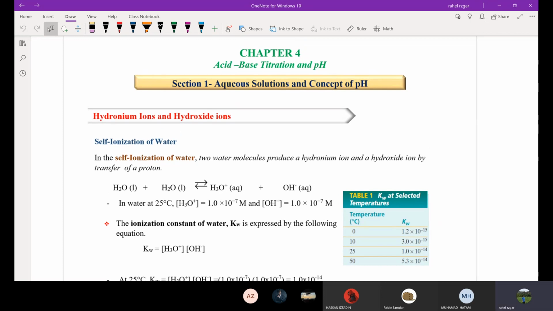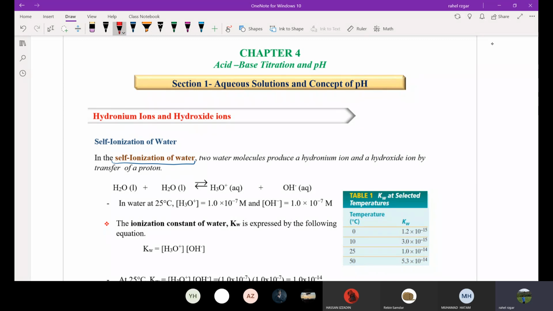Then here's the question: if water can conduct electricity, and conducting electricity depends on the presence of ions, if you remember from chapter 1, but if water does not have any ion, then how can it conduct electricity? If you haven't added anything, how can it conduct electricity? We will say there is a process which is called self-ionization of water. What is self-ionization of water?